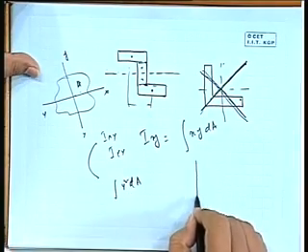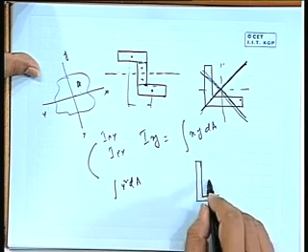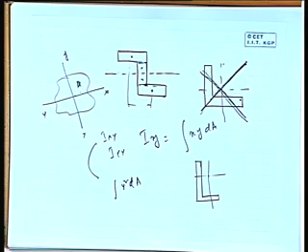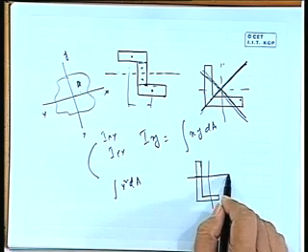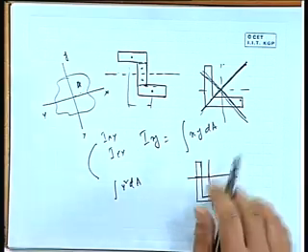But if we have a section like this, this is long, this is short, your centroid is here, there is no axis of symmetry. In that case, you have to calculate Ixx, Iyy, Ixy, and it is not a principal direction.